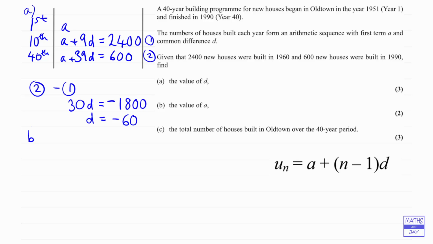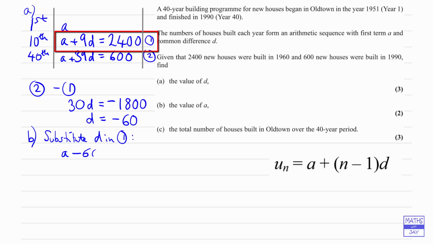And now looking at part B, well, we've already got an equation. Shall we use equation 1? So if we substitute this value of D in there, we could use 1 or 2. So if we use equation 1, then we're going to get A minus 60 times 9, and that's going to be 2,400.